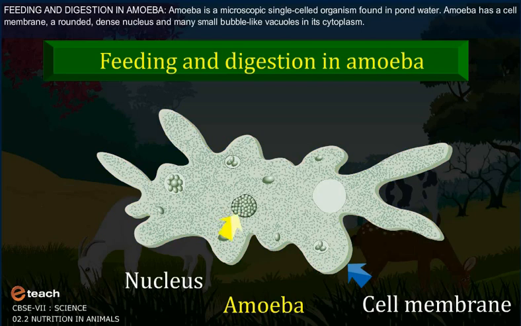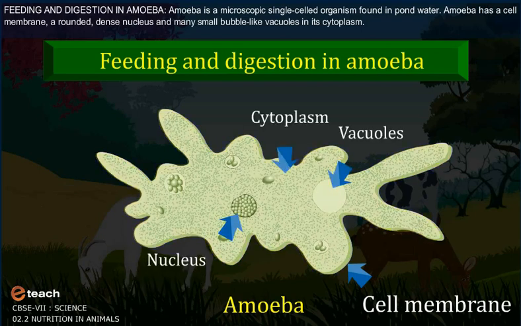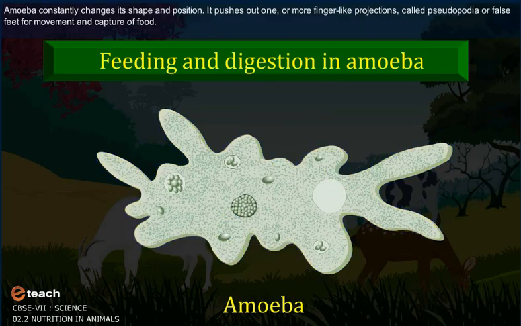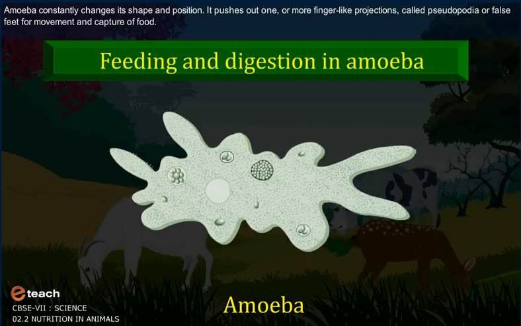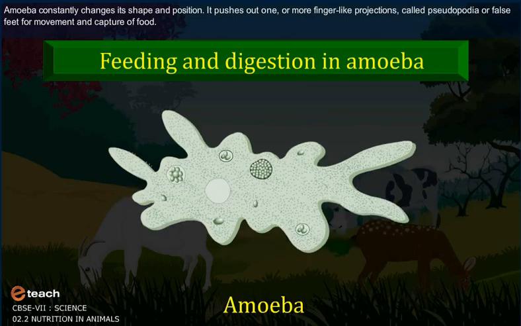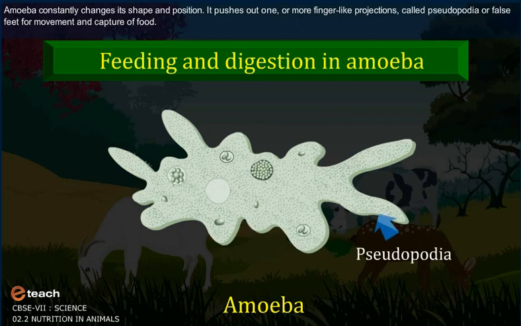Amoeba has a cell membrane, a rounded, dense nucleus, and many small bubble-like vacuoles in its cytoplasm. Amoeba constantly changes its shape and position. It pushes out one or more finger-like projections called pseudopodia or false feet for movement and capture of food.